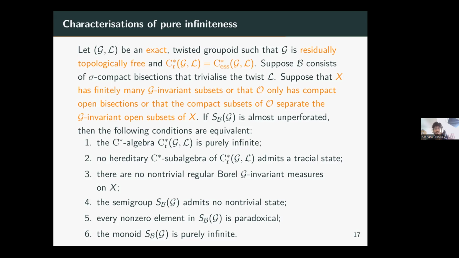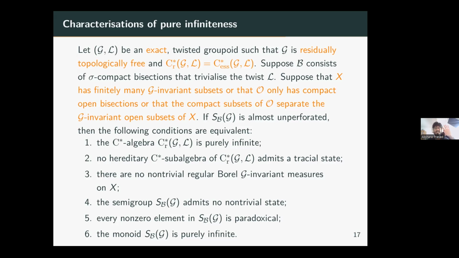Now, there's also one of three conditions that the groupoid needs to satisfy. One is that X has finitely many G-invariant subsets, or O has compact open bisections, or that these compact subsets of O separate the G-invariant open subsets of X. Now, these conditions are of course satisfied if G is minimal, or if it is ample, and we take B to be all open compact bisections.